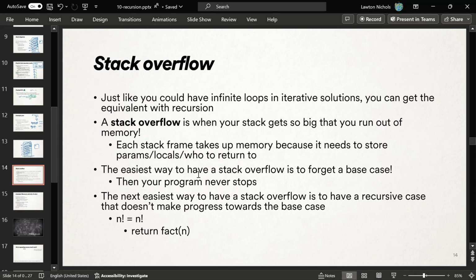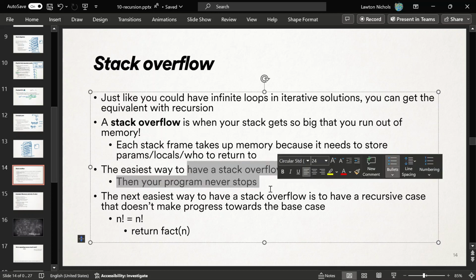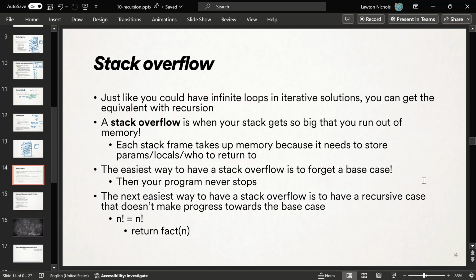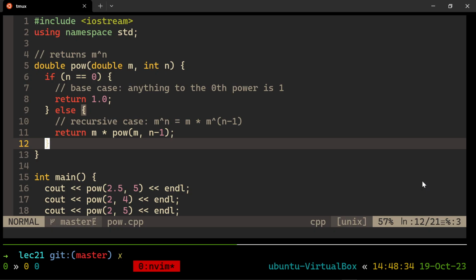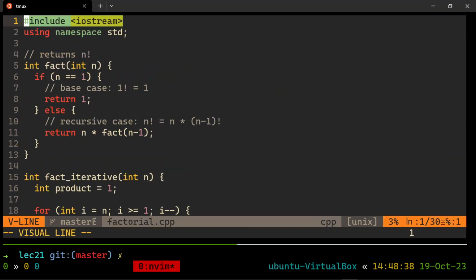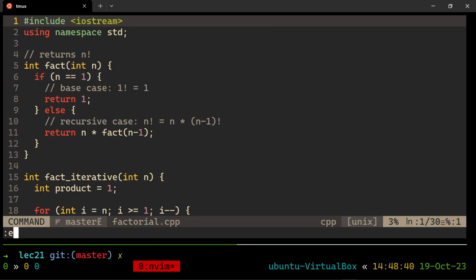The easiest way to have a stack overflow is to not have a base case, because that means it's just going to keep calling itself using the recursive rule until the end of time, and it will never get to a smaller place where it can stop. It'll just keep getting smaller forever. So let me show that to you. Let me steal our factorial program, and I'm going to mess it up in a few different ways.